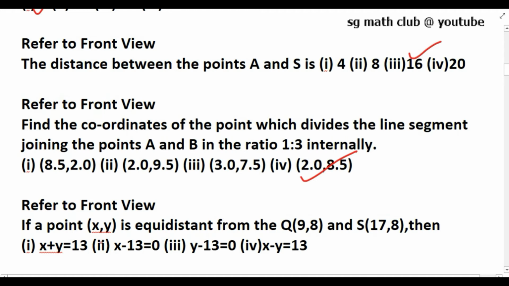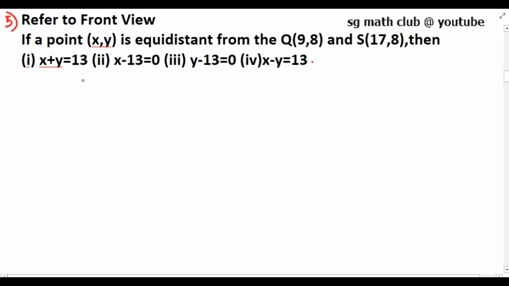Now the last one. So 5 questions are there in total. This is the 5th one. So any 4 you can attempt. If a point xy is equidistant from 9, 8 and 17, 8, then which of the following relationships will be true? So xy is equidistant from Q and S. So I am going to give the point as P. If xy is equidistant, then my PQ will be the same as PS.